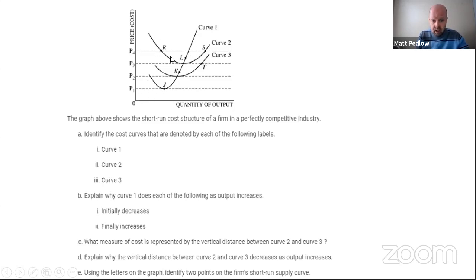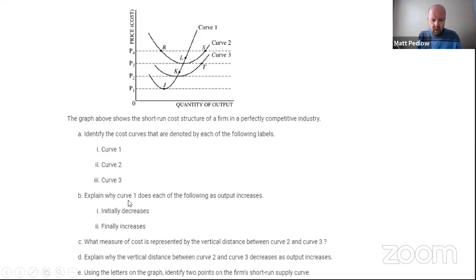Curve 2. If you have two curves on here, average variable is going to be below, because average variable plus average fixed equals average total. Average variable has to be below. So curve 2 is your average total cost, and curve 3 is your average variable cost, right?